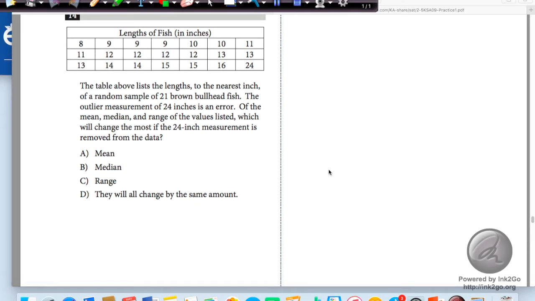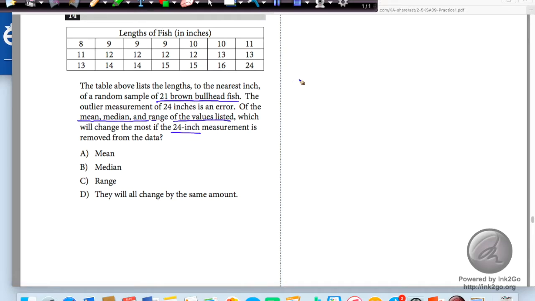Scroll down to question 14, lengths of fish in inches. It says, the table above lists the lengths, to the nearest inch, of a random sample of 21 total bullhead fish. The outlier measurement of 24 inches is an error. Of the mean, median, and range of the values listed, which will change the most if the 24-inch measurement is removed from the data?